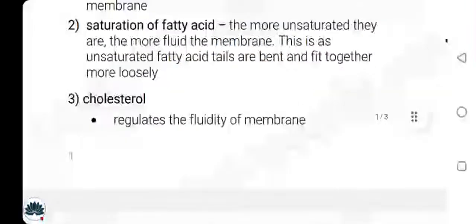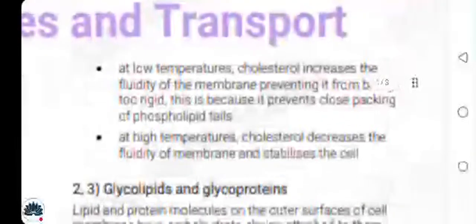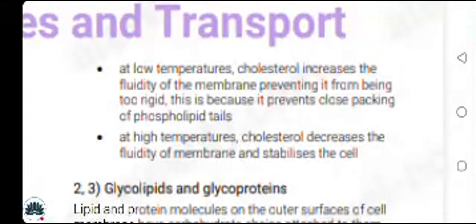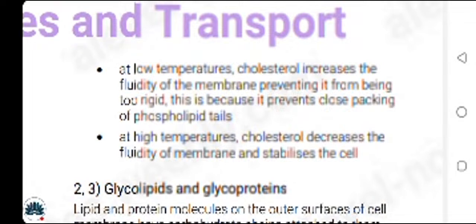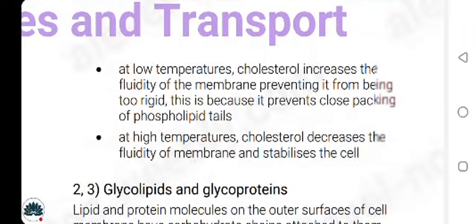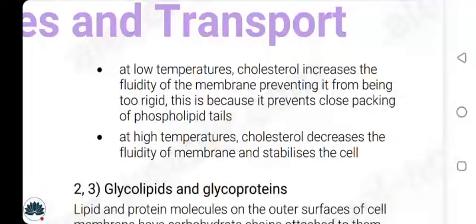And cholesterol regulates the fluidity of the membrane. At low temperatures, cholesterol increases the fluidity of the membrane, preventing it from being too rigid. This is because it prevents close packing of phospholipid tails. At higher temperatures, cholesterol decreases the fluidity of the membrane and stabilizes the cell.